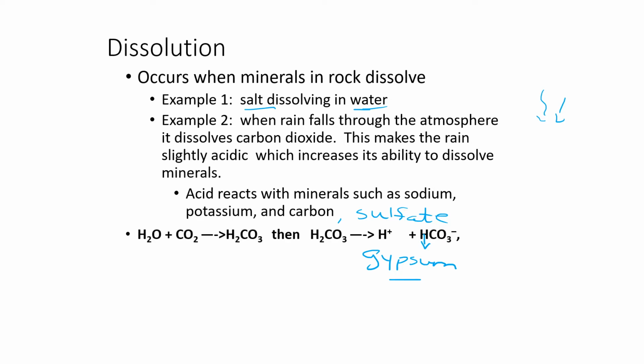And here's our formula, H2O plus CO2 gives us H2CO3. Then that can be broken down into a hydrogen ion and a carbonate.